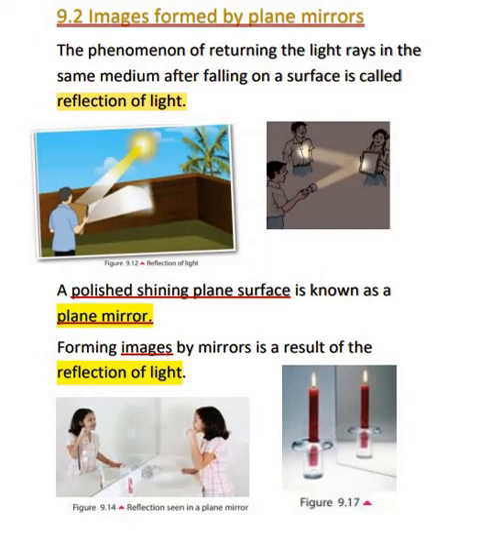What is reflection of light? Reflection of light is the phenomenon of returning the light rays in the same medium after falling on a surface. Okay guys? So reflection of light means basically that when light rays touch a particular surface, they move back to where they came from. They return to where the light rays came from. So this phenomenon is known as reflection of light.